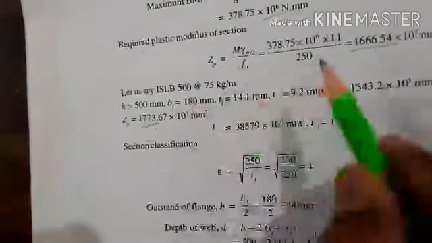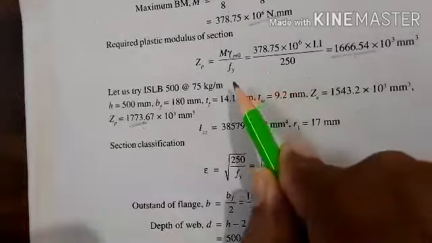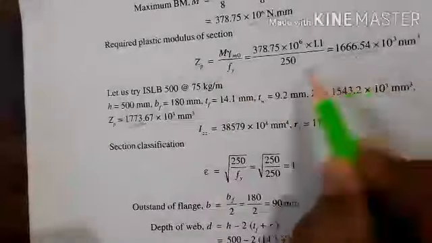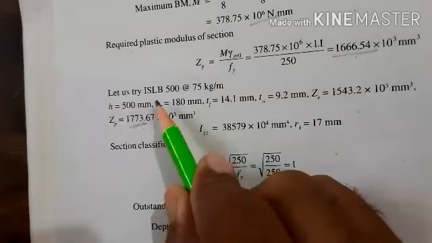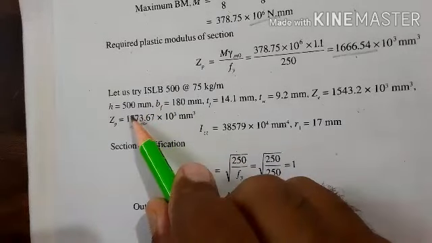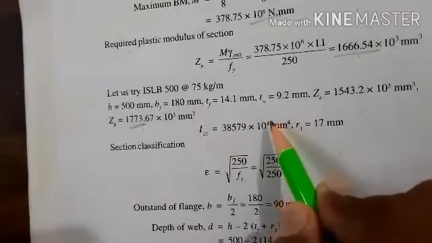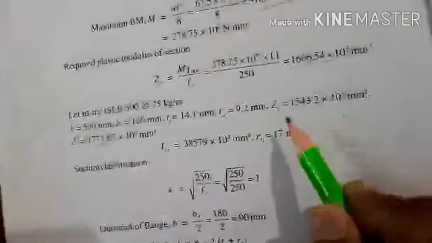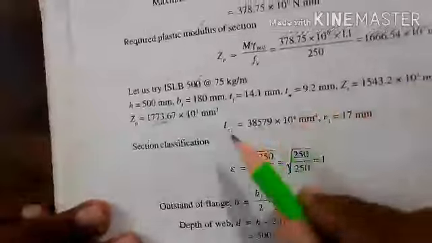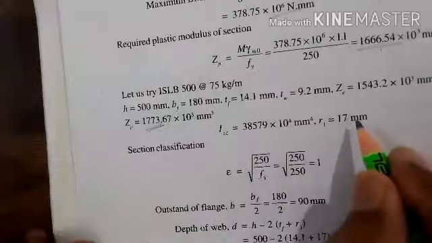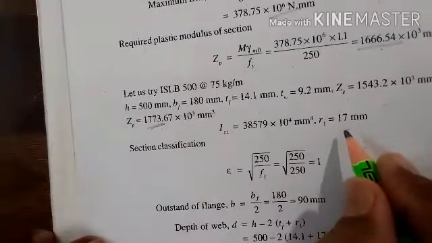And you have to choose a section in such a way that the section modulus should be higher than the required. Then note down all the properties of the chosen section, that is the depth of the section, width of the flange, thickness of the flange, thickness of web, elastic section modulus, then the plastic section modulus, then the moment of inertia, then the root radius, all should be noted down.